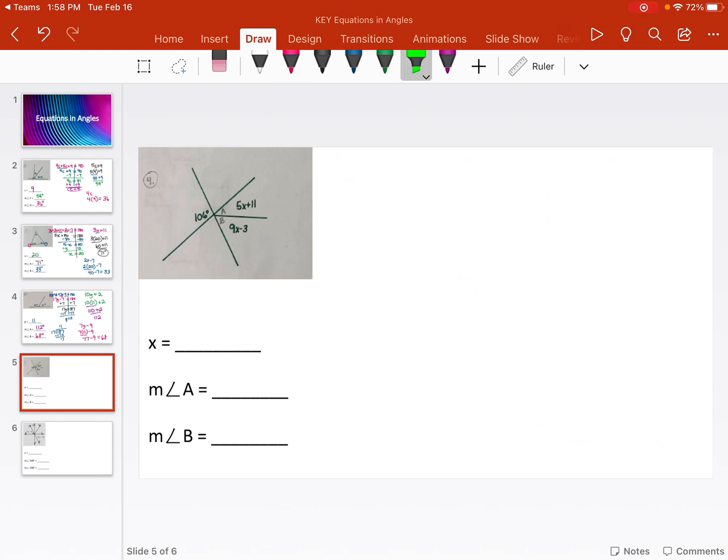Okay, this one's a little bit tricky because just looking at it, I don't necessarily know what that angle is equal to. However, since this x is created, I know that these two are vertical angles, which means they're going to be equal to each other. So I'm actually not going to set this up equal to 90 and not set it up equal to 180, which is what we're kind of used to. We're going to set that up equal to each other. So I have 5x plus 11 plus 9x minus 3, and it's going to be equal to 106 because, again, this is a vertical angle to that. Those are equal to each other.